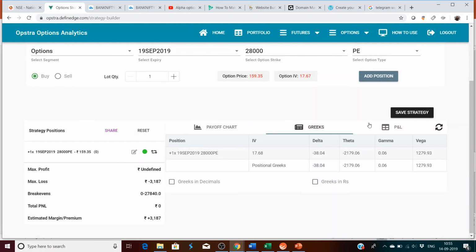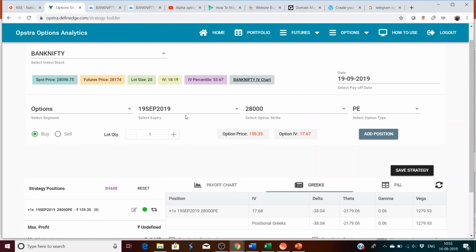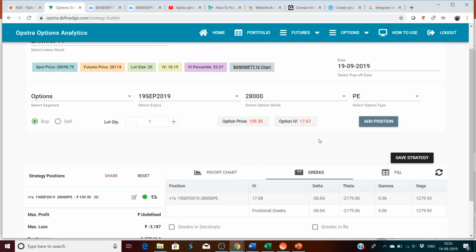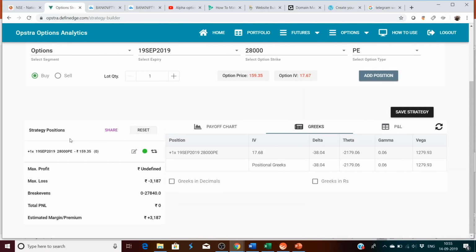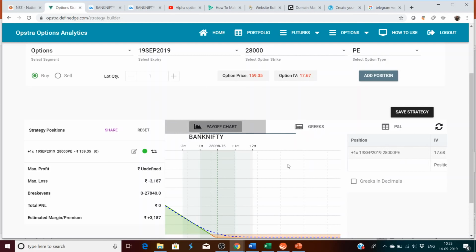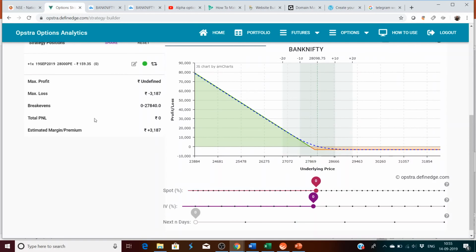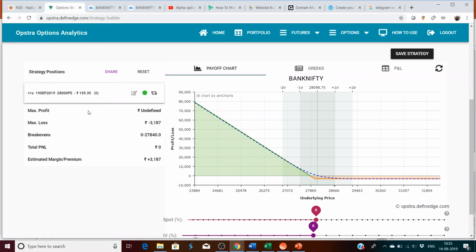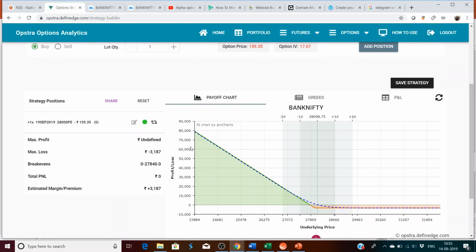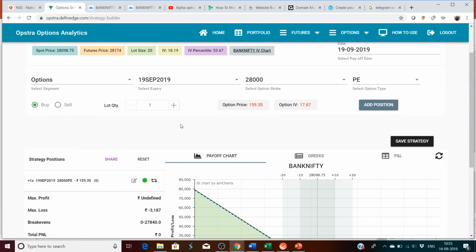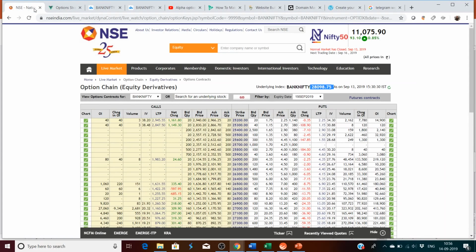Okay, so this is a very good tool, guys, and you can always use it before taking any position, and then analyze your position, like how it is going to be. So I will show you a simple example of how your view can change. Like if you have taken a put and your view is bearish now, then what we do is we go to the option chain.